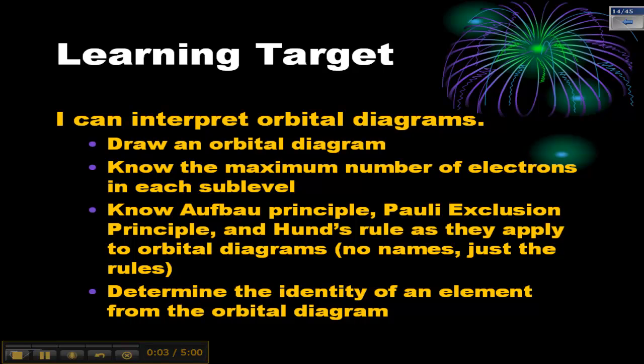Our learning target is here. We're going to learn how to interpret orbital diagrams. So we're going to draw them and know several things about them. So you can read through the learning target there.